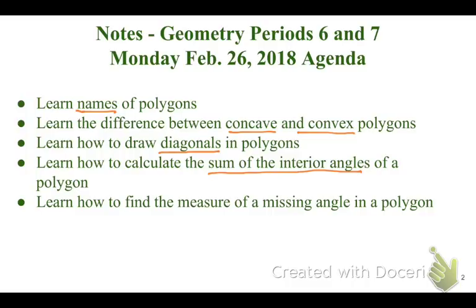Remember, working with these shapes, it's all about angles and sides. Whether you're working with a triangle, a polygon, a pentagon, a hexagon, or even a circle, it's all about the lengths of the sides and the angles. And then we're going to learn how to find the measure of a missing angle in a polygon. And all of this will be on the homework for tonight.